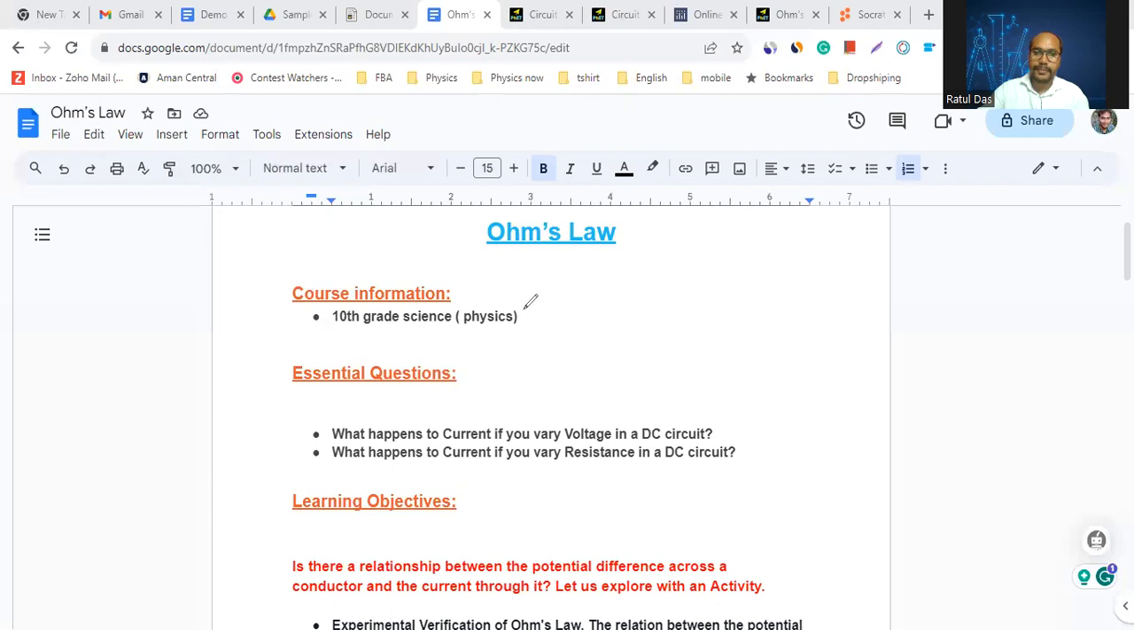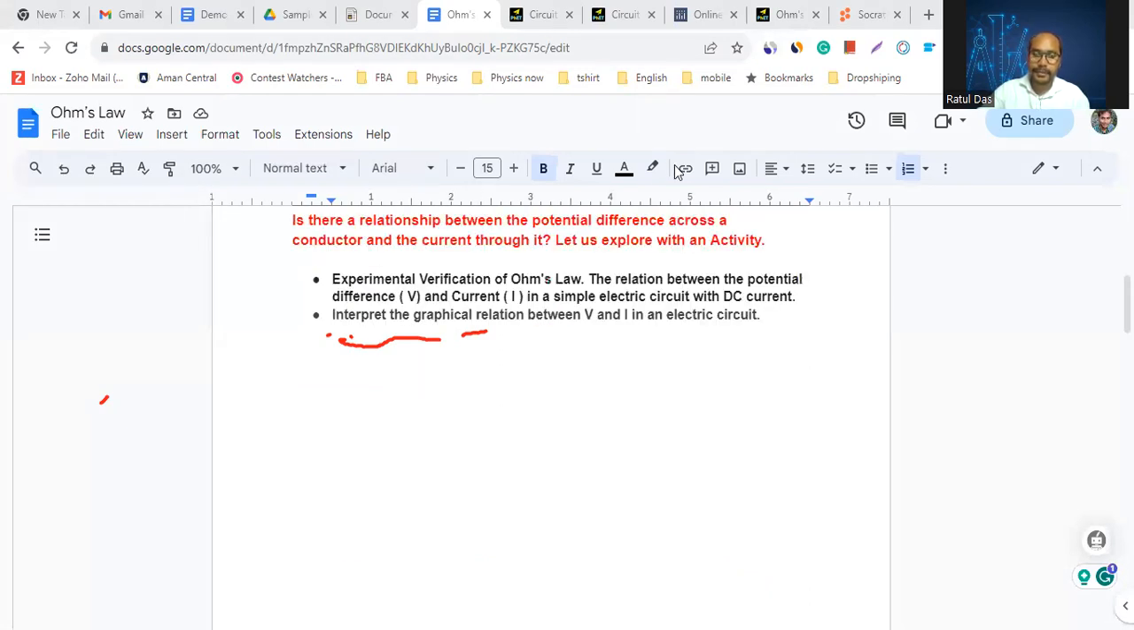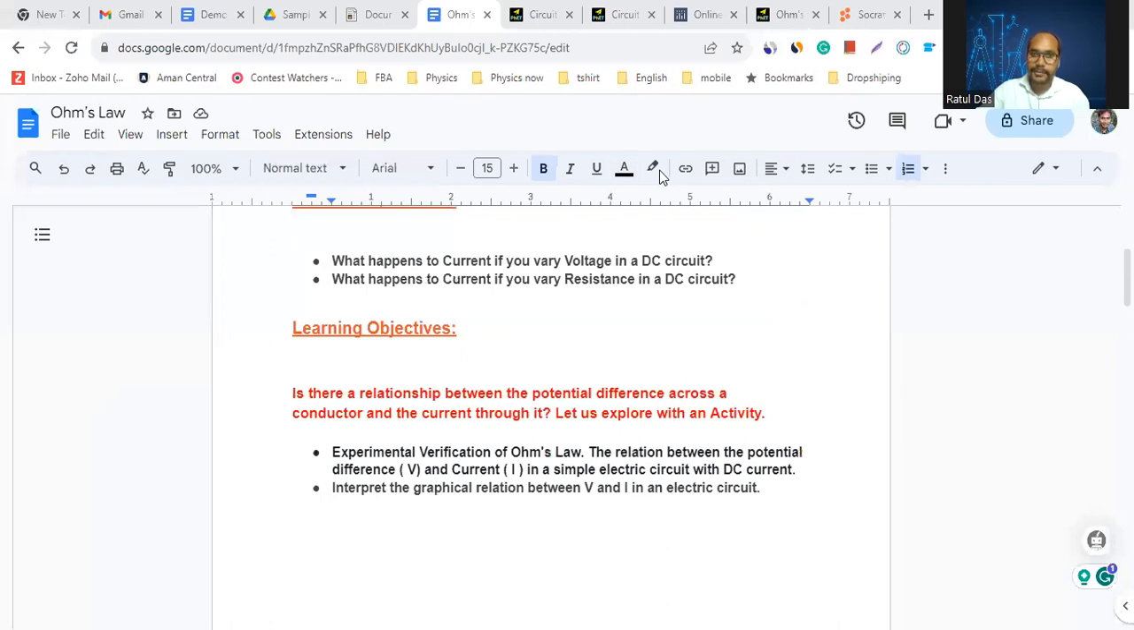This topic is taken from 10th grade physics. Ohm's law defines the relation between voltage and current in a DC circuit. Ohm's law gives the relationship between voltage and current. So, in this topic, our objective is to find out: is there any relation between voltage and current?